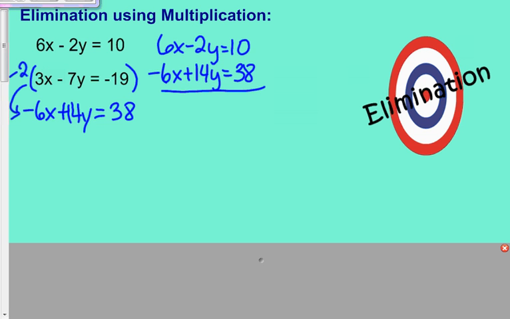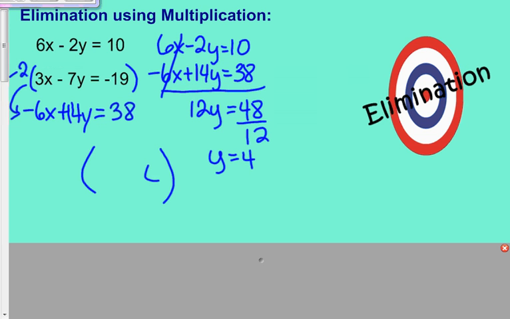When I put them together, now I can add them. My 6's cancel. Negative 2y and positive 14y make 12y. And then 10 and 38 make 48. Divide by 12. And y equals 4. So my part of my answer is my y.